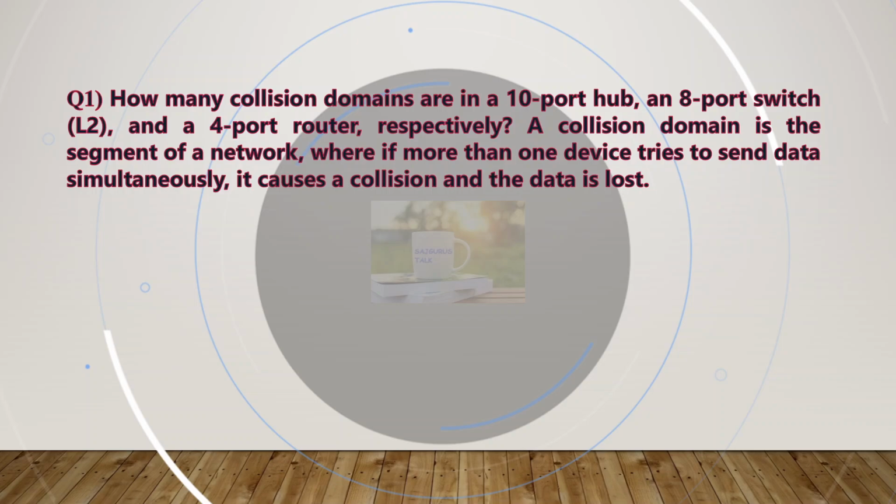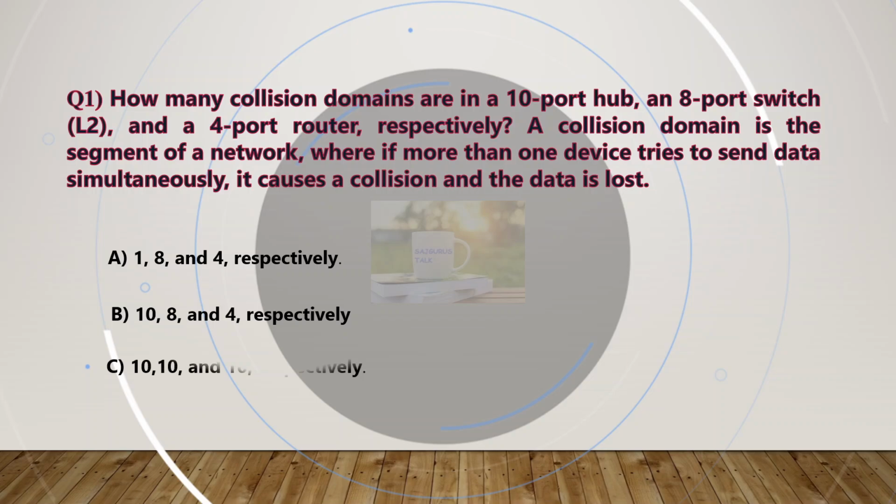A collision domain is a segment of a network where if more than one device tries to send data simultaneously, it causes a collision and the data is lost. So the options are 1, 8, 4 respectively; 10, 8, 4 respectively; 10, 10, 10 respectively; 5, 4, 2 respectively.